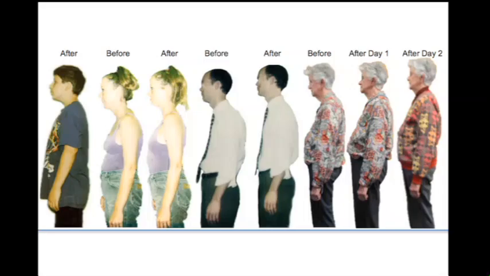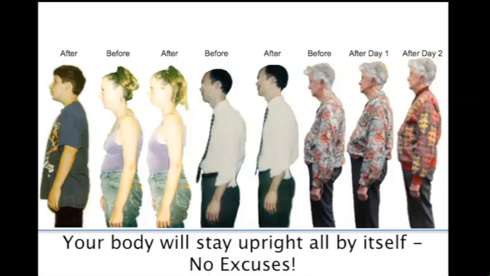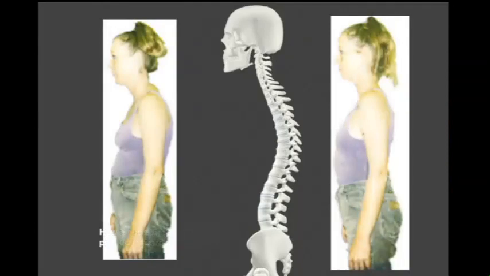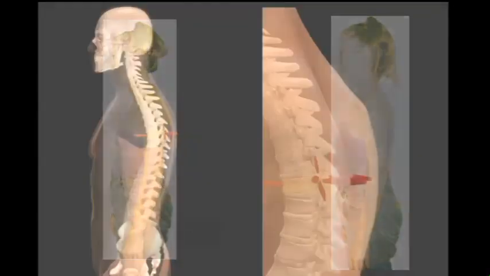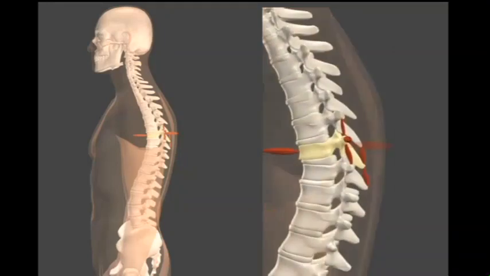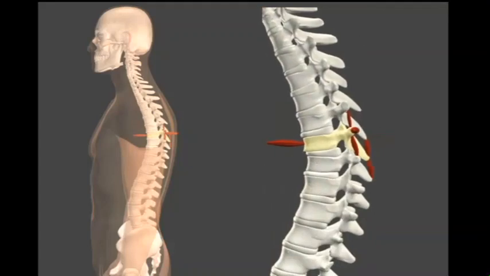So again, if you're getting treated and your body does not stay upright all by itself at the end of the treatment, whatever they're doing, it's not structural correction. And that's what you're going to be getting from your certified ABC practitioner. And the important thing here is that your body will stay upright all by itself, because we are going to correct the bones out of place in a direction the body cannot self-correct because it has no muscles pulling in the direction needed. That's the basic thing that happens.